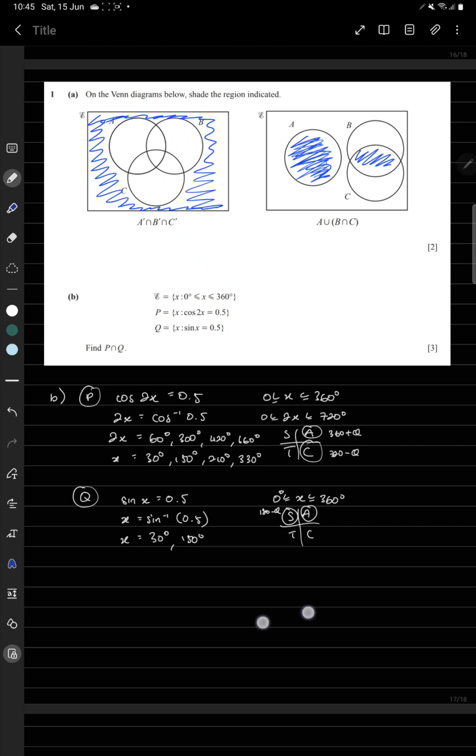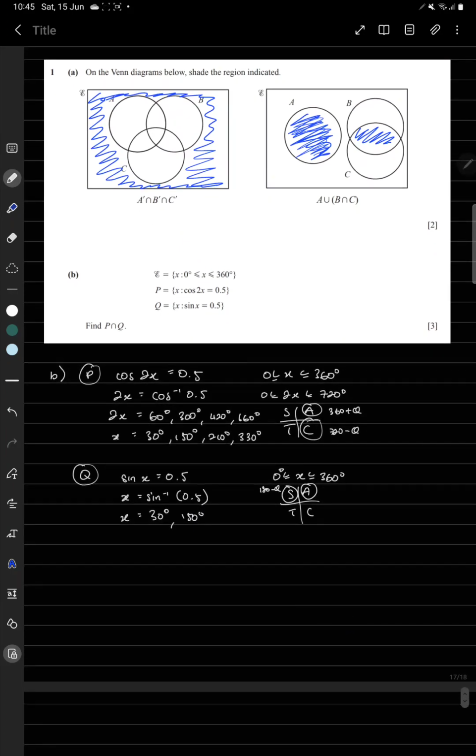Now, finally, we can move on to answering the question of part B. We want to find P intersecting with Q, right? So P intersecting with Q, which are the numbers that are in both P and Q? They are 30 degrees and 150 degrees, and that would be your answer.